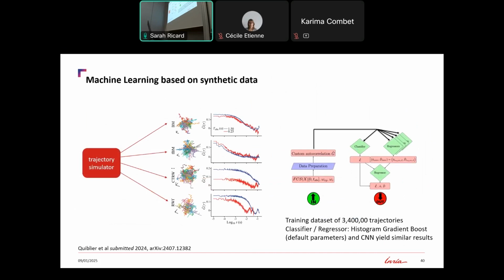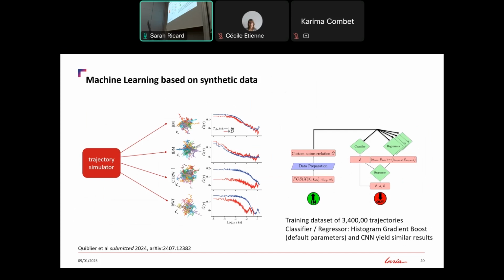Okay, so not a big deal. Since it's a purely supervised problem, even if you don't know the expression of G of 2, you can do machine learning. You can generate trajectories with BM, FBM, simulate how many photons they will emit, and simulate the corresponding autocorrelation function, G of tau. You won't be able to fit it because you have no function to fit it, but you can pass it to a classifier or regressor and do model selection, so classification and inference.